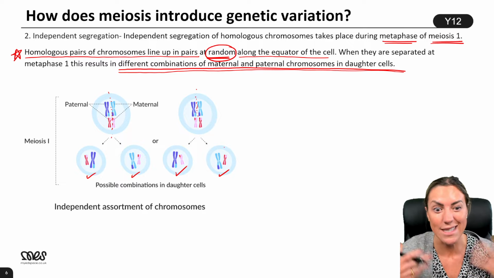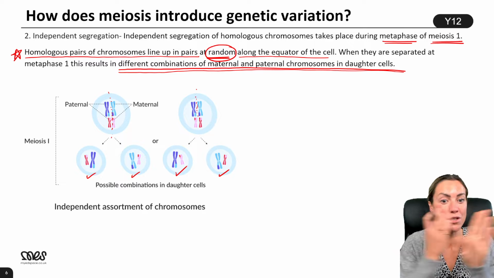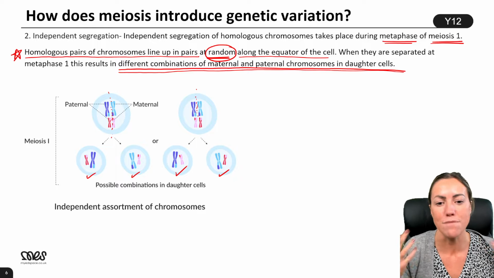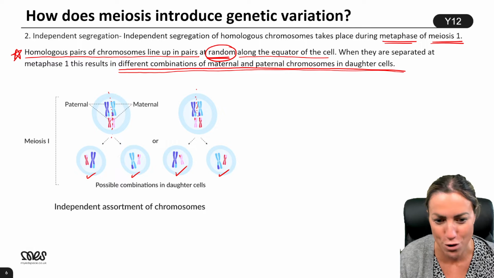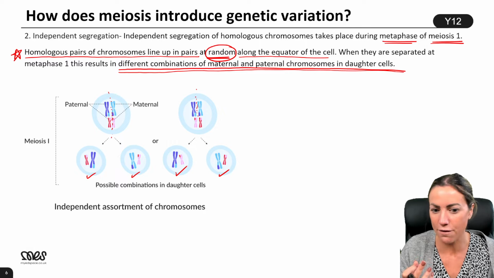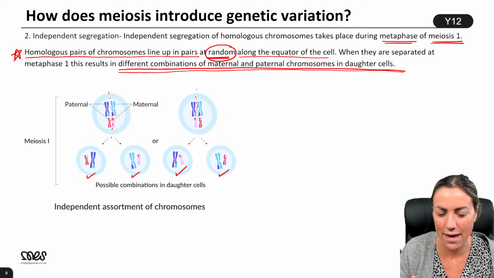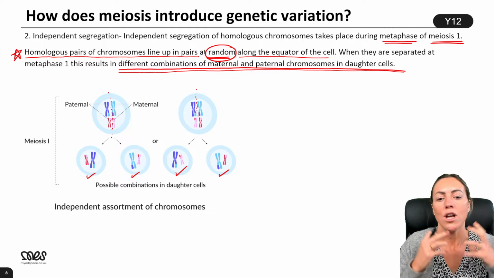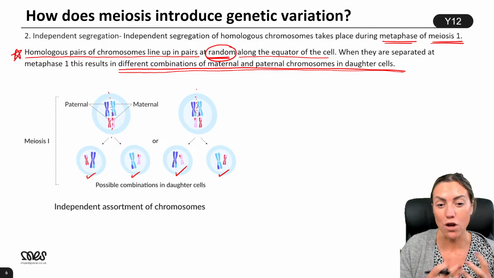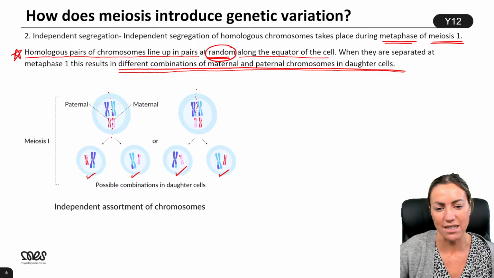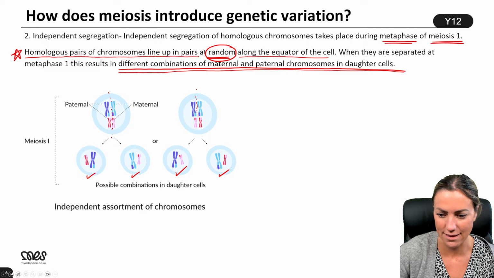And remember, you've got 23 pairs of chromosomes lining up. There's two different ways they can line up. So you've got different combinations of maternal and paternal chromosomes. That's what you need to be able to say. Okay, so crossing over, prophase 1, independent segregation, metaphase 1, meiosis 1: new combinations of alleles for crossing over, new combinations of maternal and paternal chromosomes for independent segregation. Both give rise to genetic variation in meiosis.